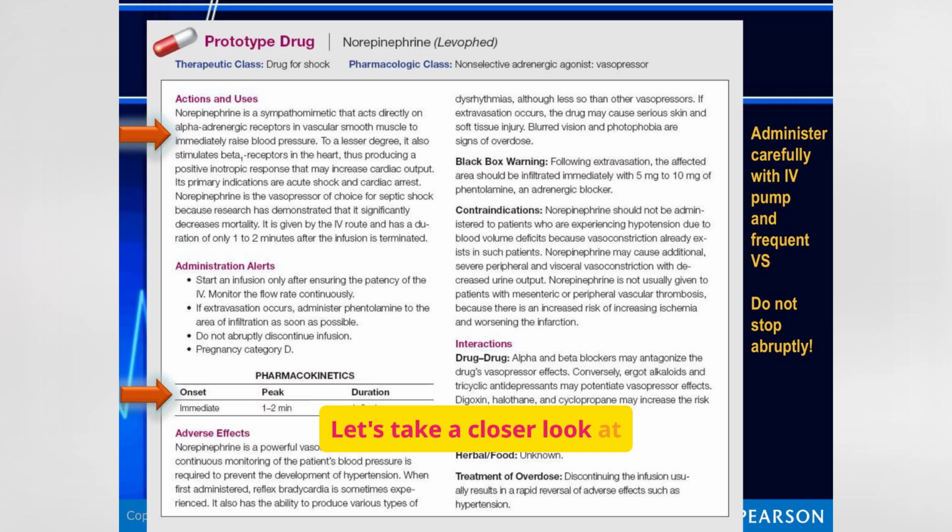Let's take a closer look at norepinephrine, including its actions, uses, and potential adverse effects. Also called Levophed, norepinephrine causes potent vasoconstriction. It's used in shock when fluid resuscitation isn't enough. Must monitor BP closely. Risks include limb ischemia, dysrhythmias, and tissue necrosis if it leaks from the vein.